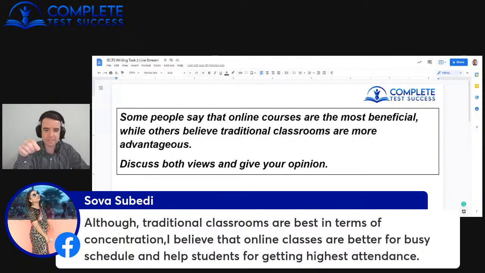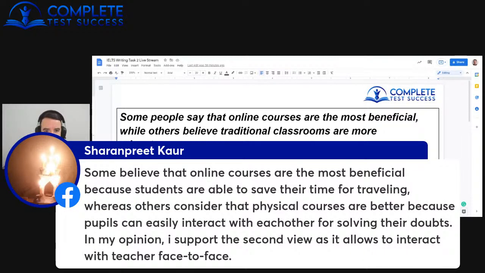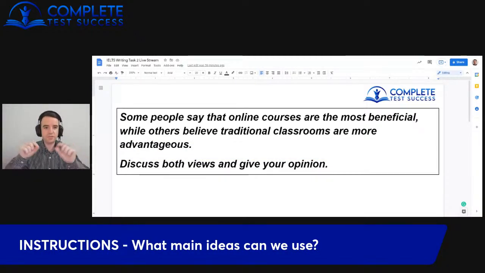And the other thing then, Sova, is that you need to discuss both views, but the way you've written it, you kind of have, but not directly. So you've discussed 1 view and your opinion. But if we just go back to the way Sharon-Preet did it, Sharon-Preet said, some believe this, so that's the first view, whereas others consider that physical courses are better because, so that's the second view, and then comes back in again, in my opinion, I support the second view as, so you can see the difference there, not just giving 2 reasons for your opinion, but 1 for the first view, 1 for the second view. Even though you agree with the second view, you keep it separate. So you don't say, I agree with the second view, so I'm just going to describe it as my opinion with 2 main ideas. Keep them separate. You've been asked to discuss both views, so do those independently of your opinion, and then you come back in with your opinion later.